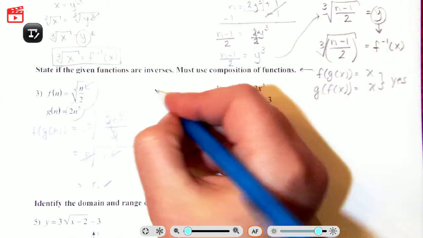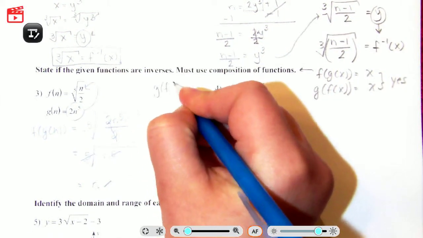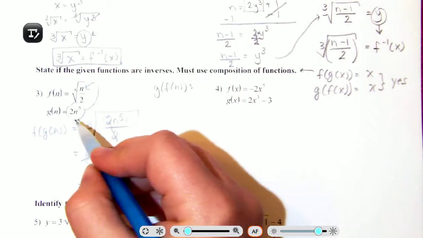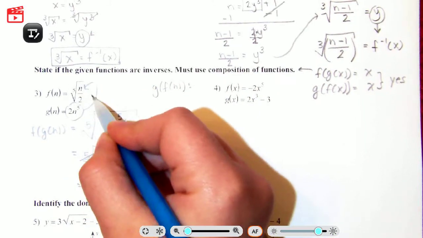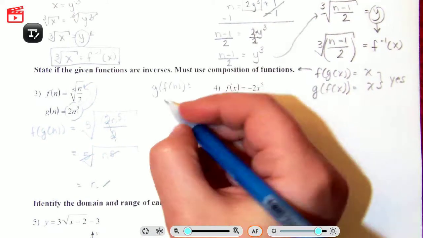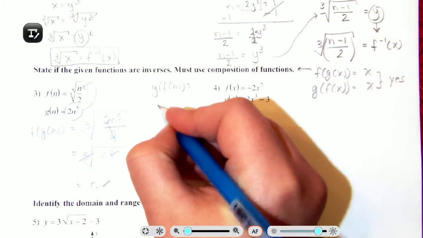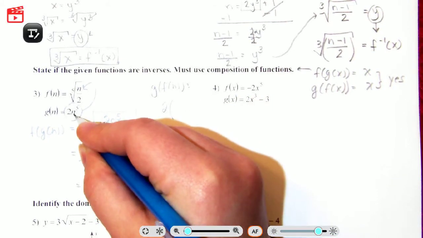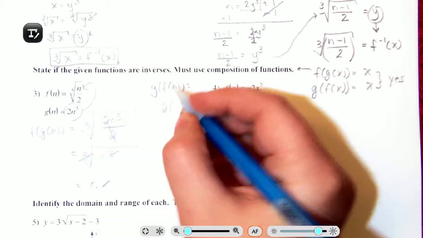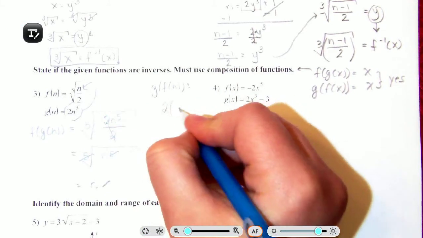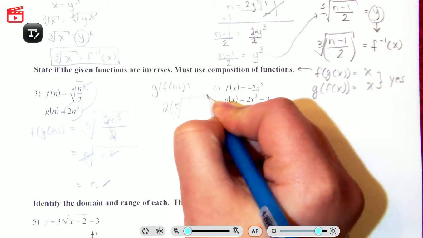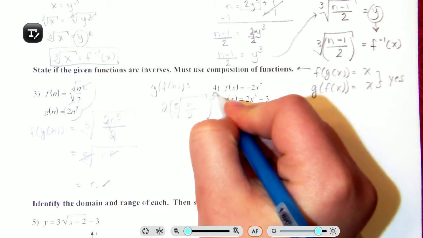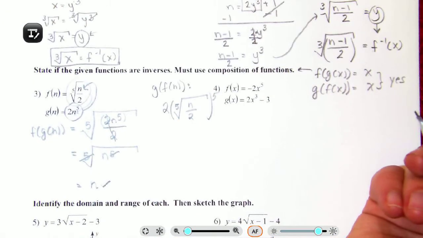Now we have to solve for g of f of n. It's exactly the same thing, except now we're plugging our f of n into our g of n. So I'm going to start writing out what my g of n is, and that is 2 times n to the fifth power, but in place of n to the fifth power, I'm going to write what my f of n is. In this case, it is the fifth root of n divided by 2. And again, we're finishing off with what g of n is, and that is to the fifth power.